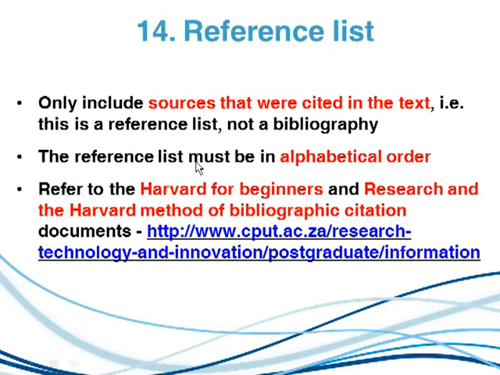And then your reference list only includes the sources that were cited in your text. Do you all know the difference between a bibliography and a reference list? So bibliography is everything you looked at. A reference list is only those sources that you in-text referenced or cited.